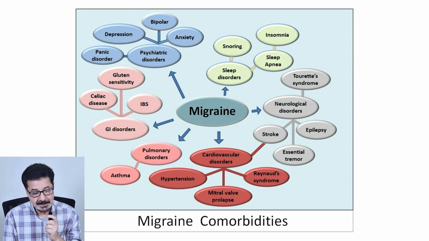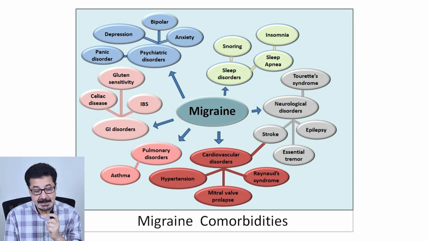The most common thing which I see is patients who have migraine attacks and also have GI disorders, irritable bowel syndrome. Some patients with migraine are associated with gluten sensitivity and celiac disease. Then there is another group of patients whose migraine is associated with psychiatric disorders. They are having migraine attacks, but they are also suffering from anxiety, depression, panic attacks, bipolar disorder.